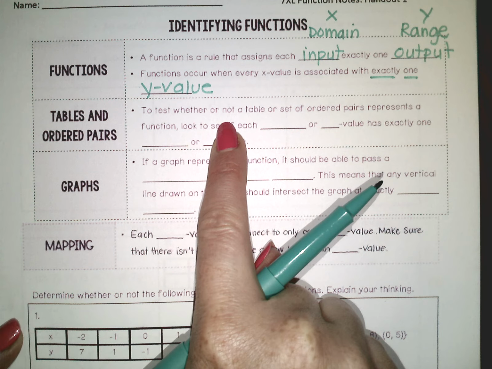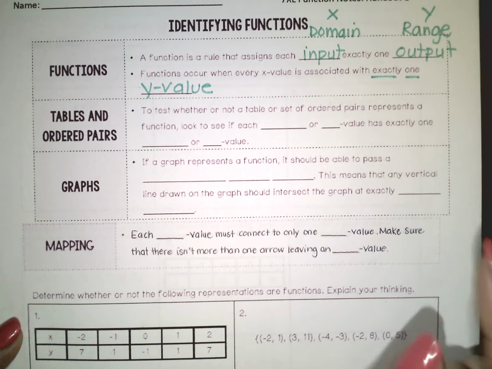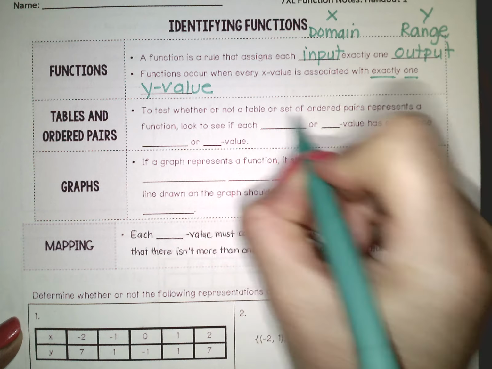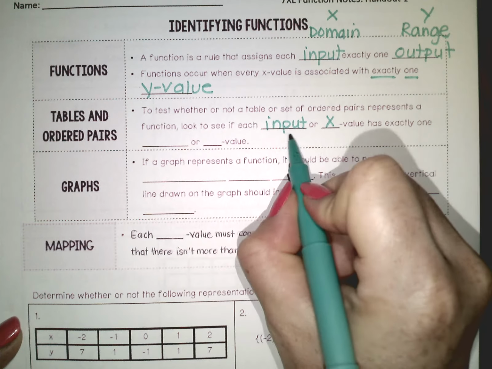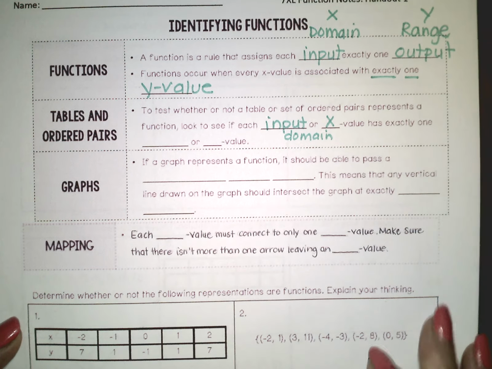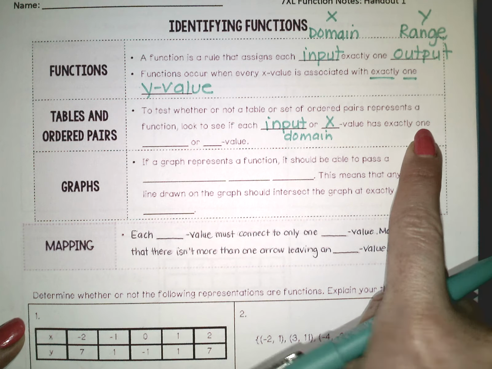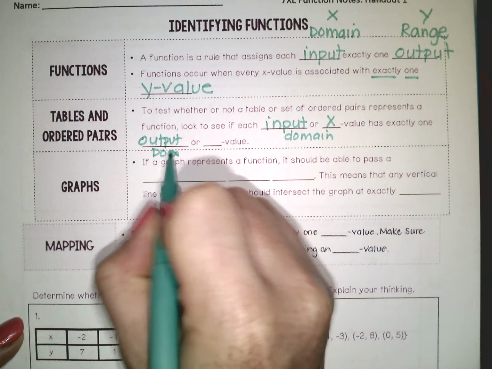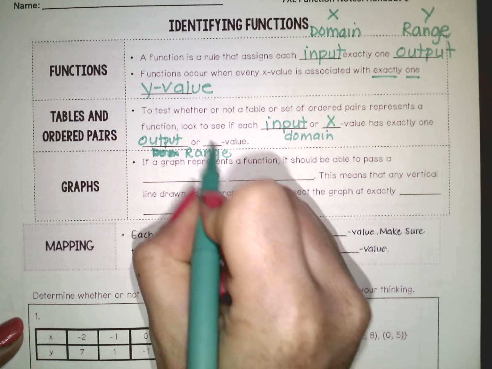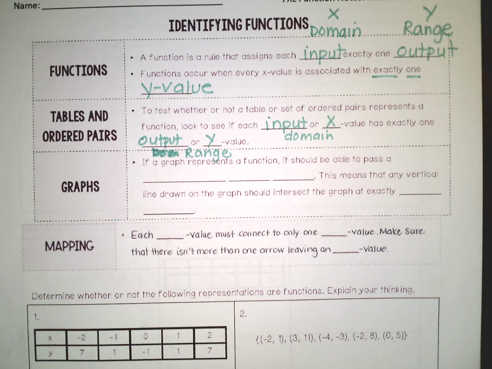So to test whether or not a table or a set of ordered pairs represents a function, we're going to look to see if each input or X value or domain, any of those words, all three of those words represent the same thing, has exactly one output, or range, or Y value. Okay, so I'll get into examples and this will make a little bit more sense. I know it's abstract right now.